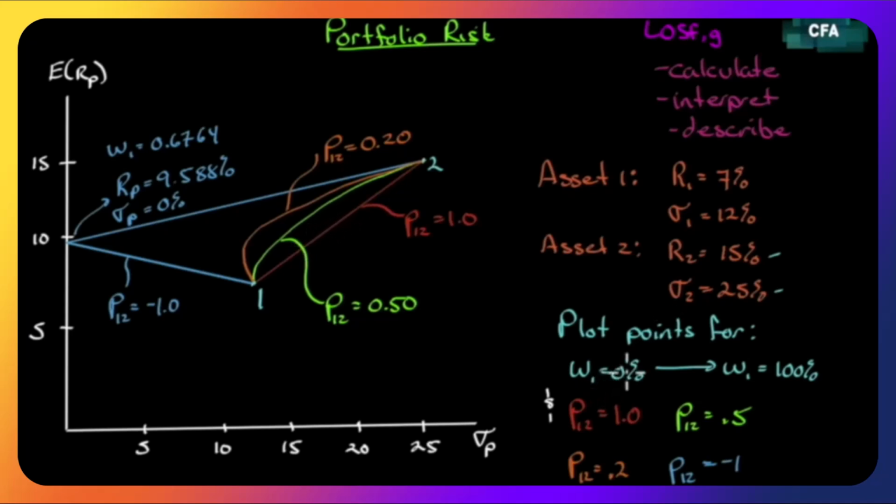Until the weighting on asset 1 is 100%, the weighting on asset 2 is 0%, and asset 1 has 7% return and 12% standard deviation. That is now the portfolio return and risk. It's on a straight line.